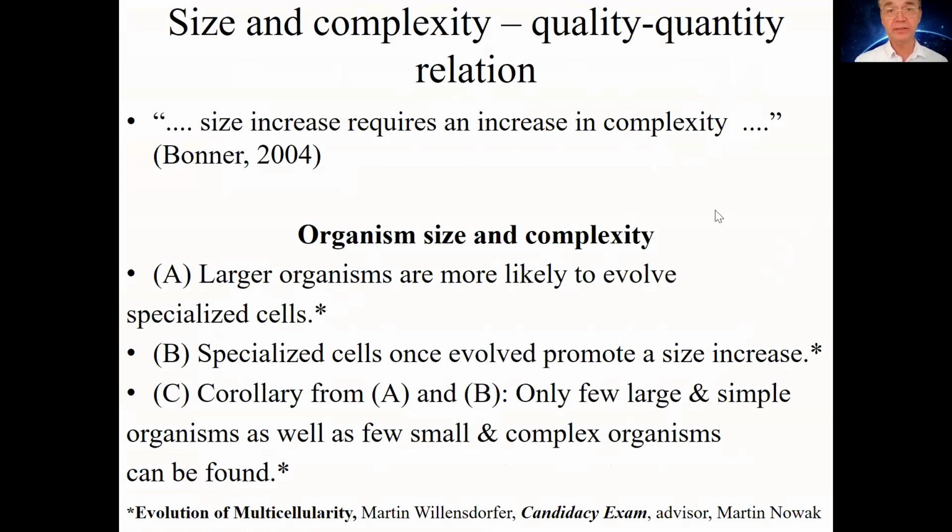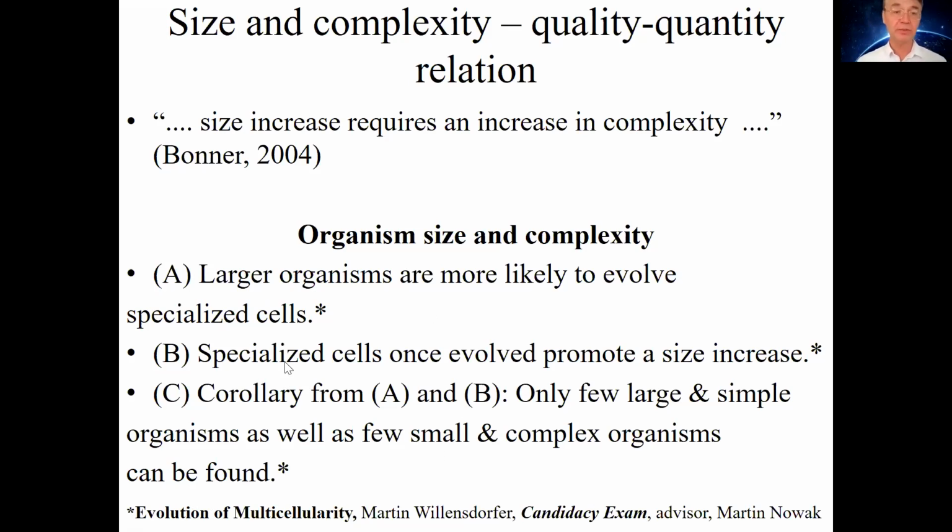So what is the quantity-quality, or the size-complexity relation? In a paper titled Size and Complexity by Bonner in 2004, he collects data from different systems and says that size increase requires an increase in complexity. So you cannot build a bigger system without a structure increase as a measure of its complexity. And here is from Martin Willensdorfer's candidacy exam summary that for biology, larger organisms are more likely to evolve specialized cells. So you need the size to get greater complexity, and we'll see some graphs shortly.